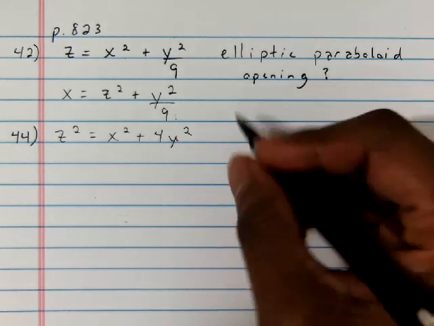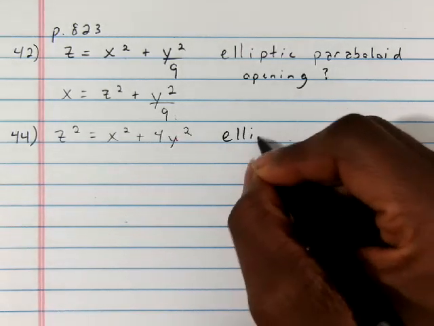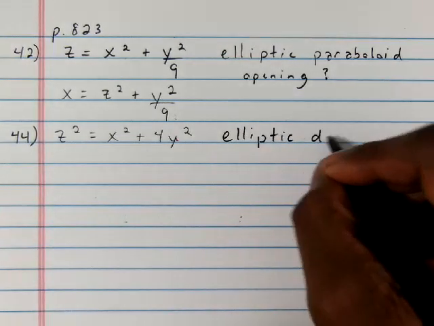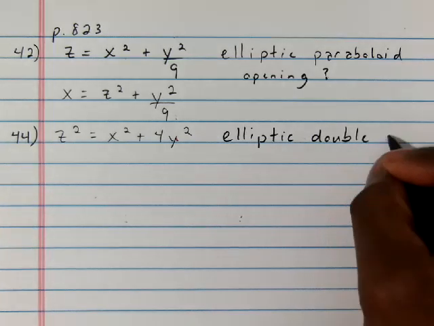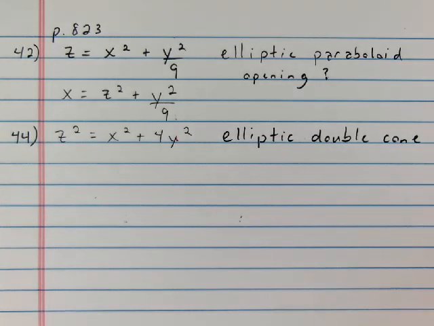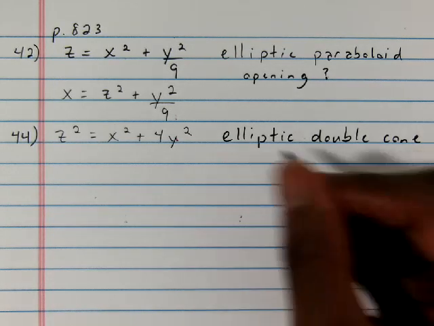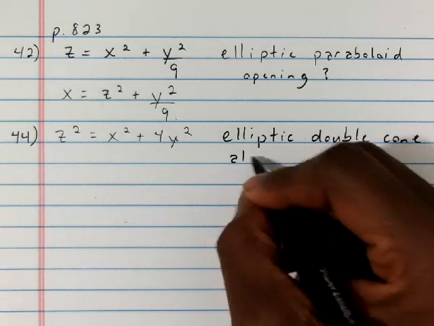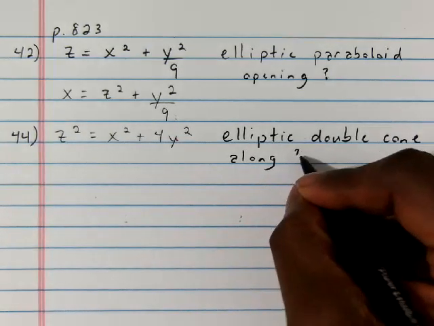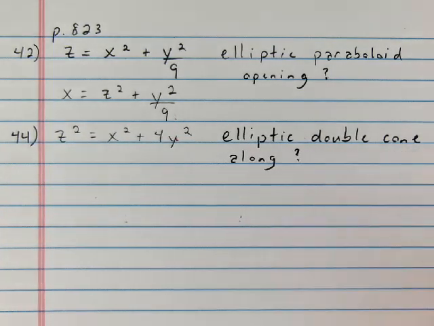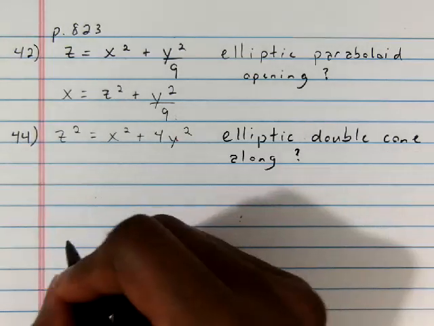So this is an elliptic double cone. And remember, you don't have to go through that traces rationale that I was going through. You can just use the equations that are in your book. Now, along what axis? So this will be along which axis? So see if you can figure that out.